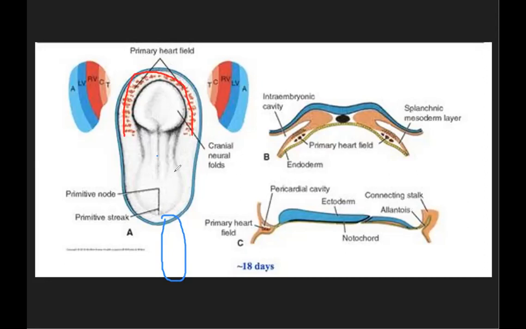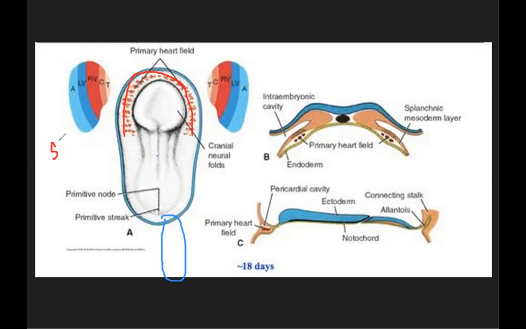And there is also a secondary heart field which is formed. The cells of the secondary heart field are present over here, and they moved backward. You can't see the secondary heart field in this picture because they moved backward. And they formed the aorta, pulmonary trunk, some portions of the right ventricle, and they also maintain the position of the heart structures.